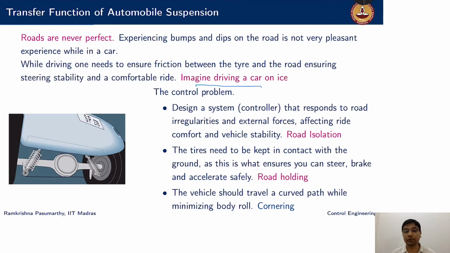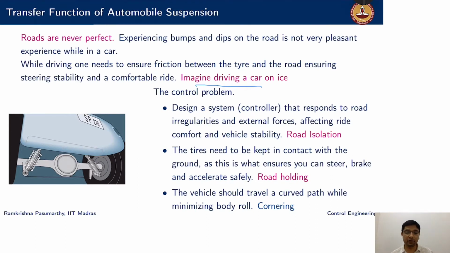The control problem, therefore, is to design a system. The system here is a controller that responds to road irregularities and external forces affecting ride comfort and vehicle stability, which means road isolation. My car's comfort level should be independent of bumps or dips on the road. Also, the tires need to be kept in contact with the ground, and this is what ensures you can steer, brake, and accelerate safely. And if there's a curved path, the vehicle should travel the curved path while minimizing the body roll. Okay, this is a nice control problem.